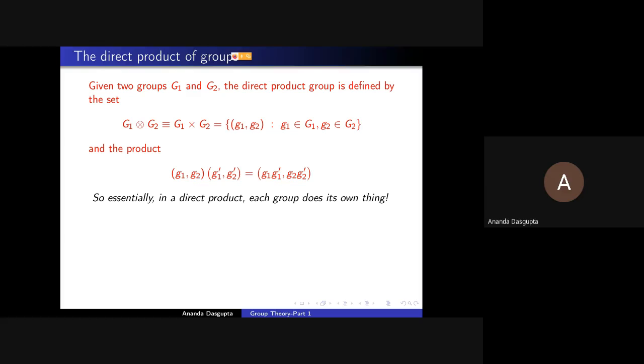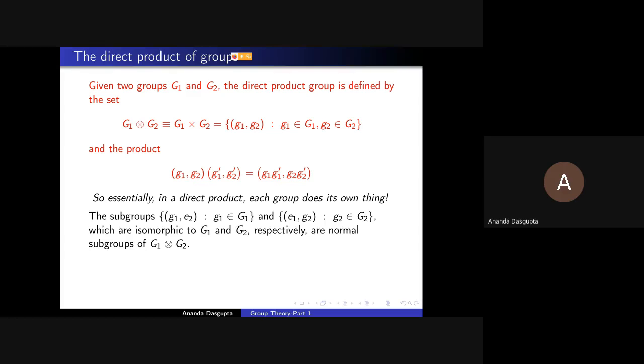And that's just the beginning. You can of course take the direct product of G1 with itself, with itself, and so on, and keep on getting bigger and bigger groups. And essentially, in each of these bigger groups, each smaller group does its own thing. So direct products are really very, very simple.